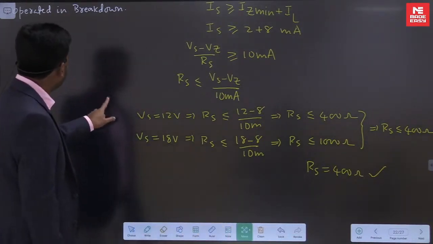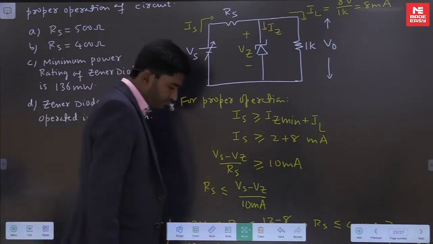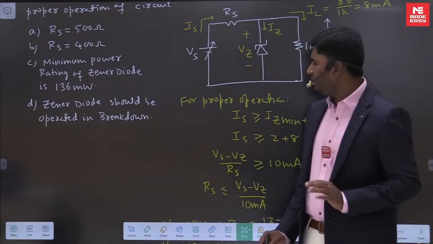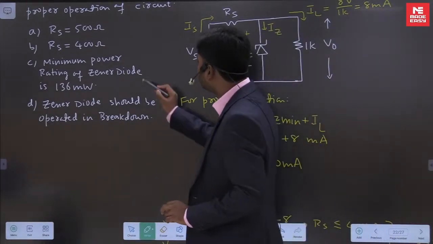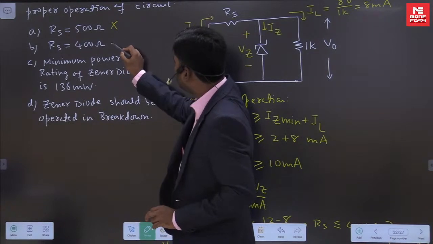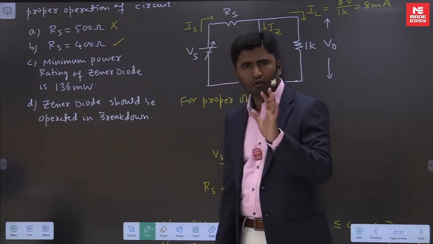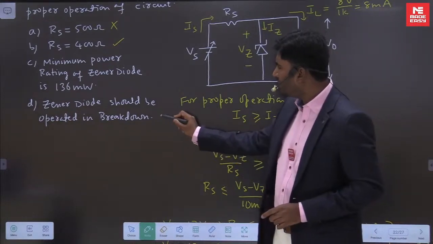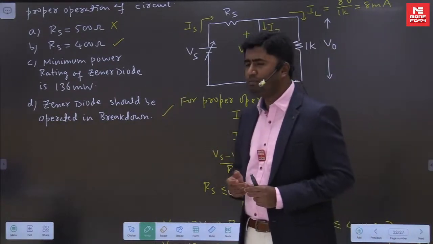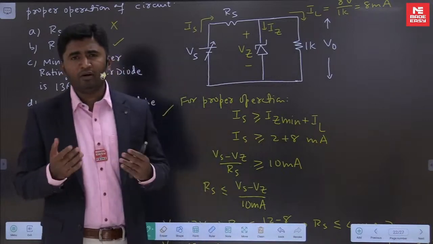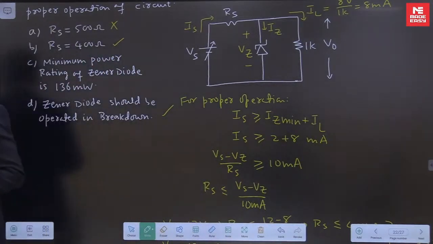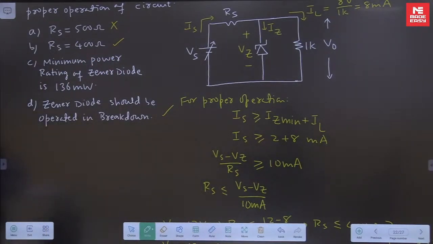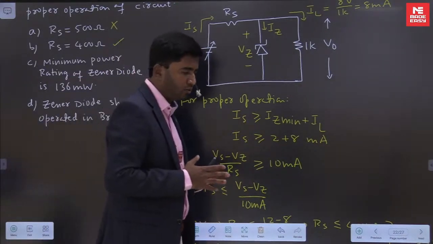So in this way, if you look at the options, option A will be incorrect. Option A को आप कह सकते हैं false. Option B will be correct. Rs 400 ohm. Then we remain with one more option. Option D is already correct. We now think about option C. Minimum power rating of the diode. Now minimum power rating of the diode is nothing but maximum power dissipation in the diode.